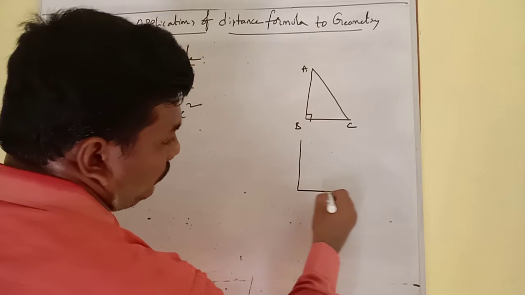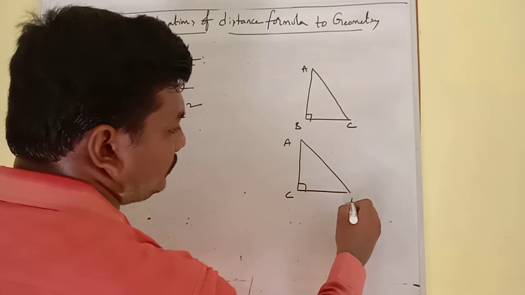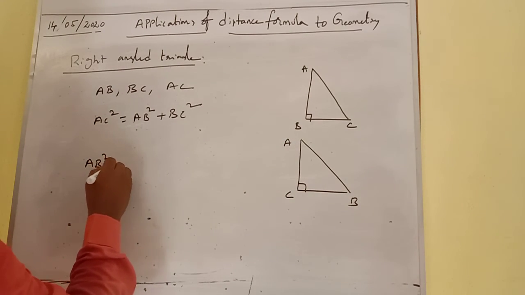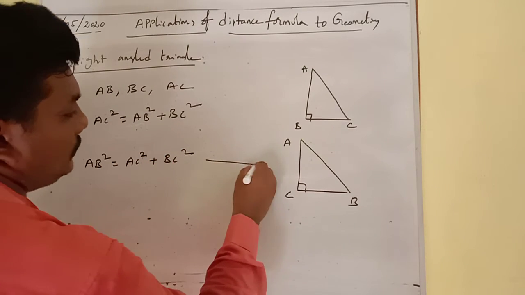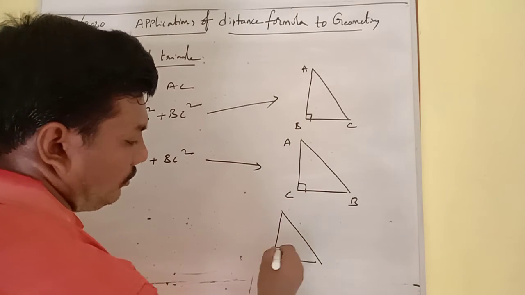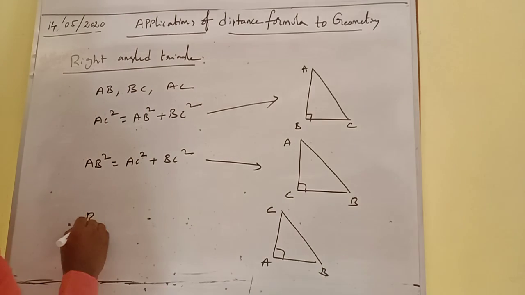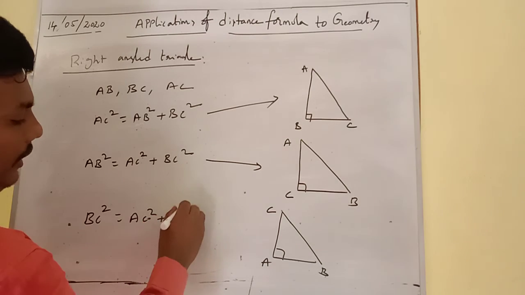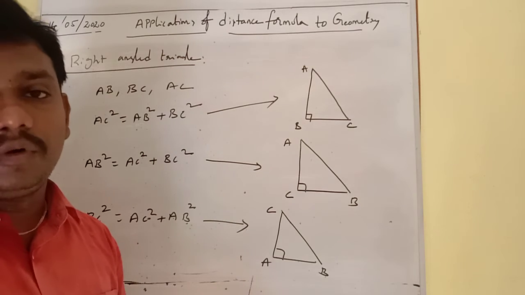If it is a right angled triangle with C as the right angle, and this is A and this is B, then AB square is equal to AC square plus BC square. So this is based on this one. If another right angled triangle has A as the right angle, with B and C, then from this condition BC square is equal to AC square plus AB square. So these are the properties of a right angled triangle.